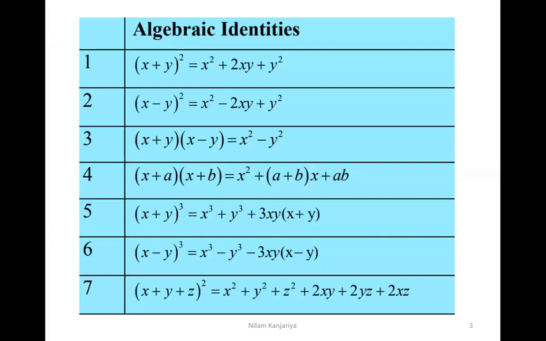These are the identities: x plus y whole squared is x squared plus 2xy plus y squared. When the middle sign is minus, it is x squared minus 2xy plus y squared. x plus y times x minus y is x squared minus y squared. Yes, Malin, you must remember it. All the identities you must remember. I'm asking anytime, you should always tell me the two answers, two identities. So this is the fourth identity.